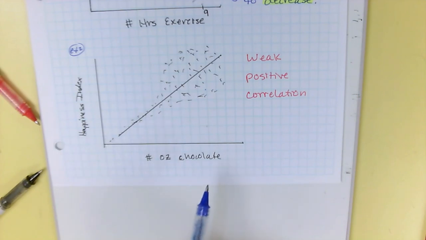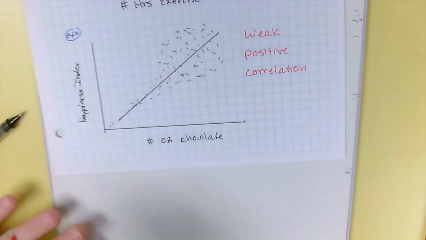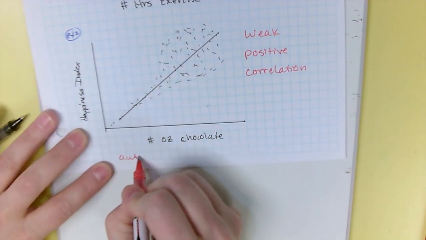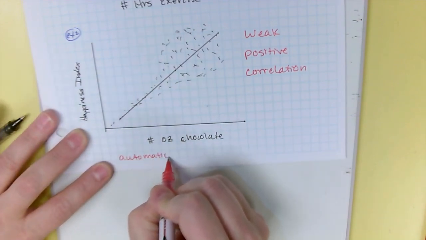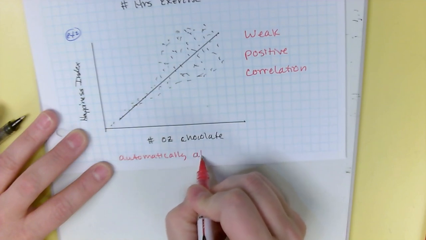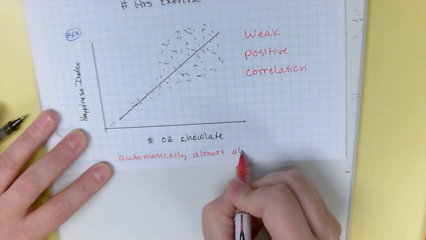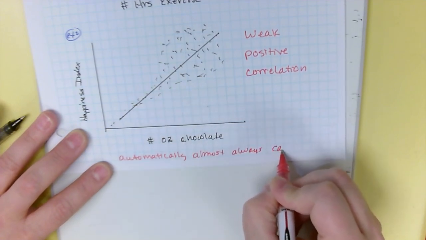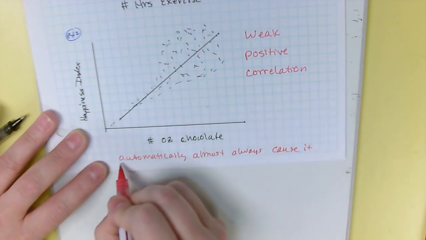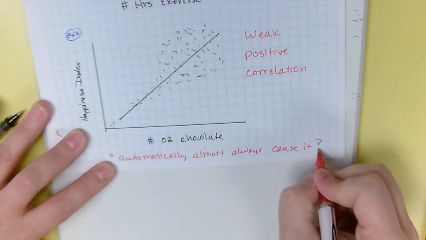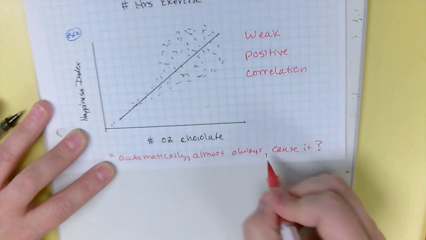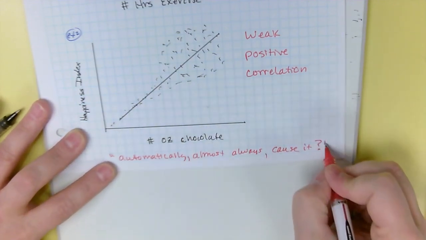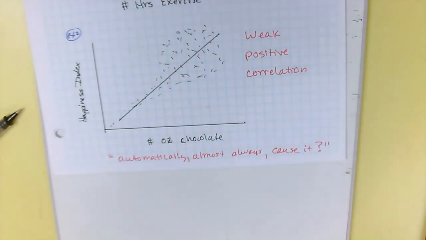It can. Here's the question, and this is what you got to think about. Does it automatically, almost always cause it? And the thing about eating chocolate is a lot of people eat chocolate just because they like chocolate. It has nothing to do with their happiness index.